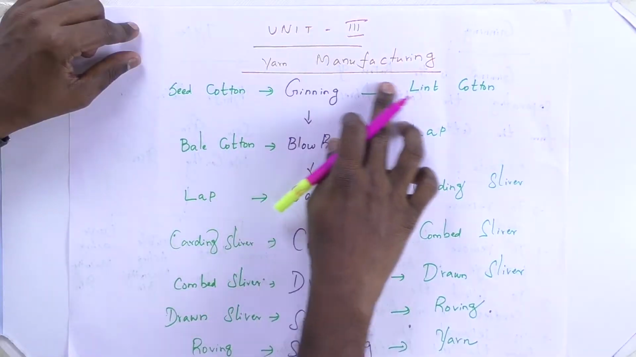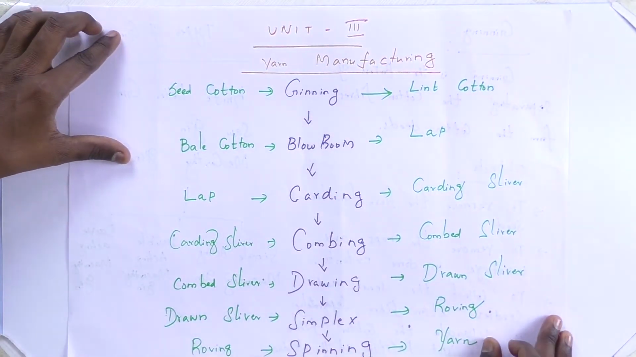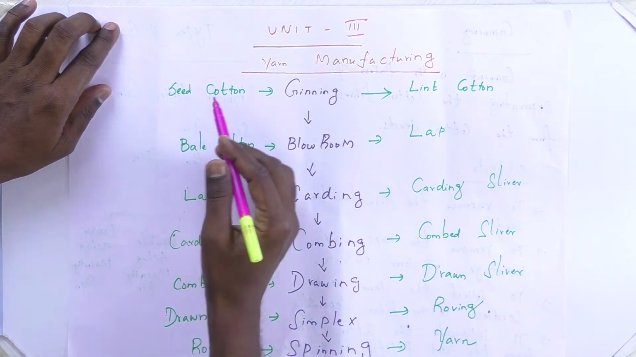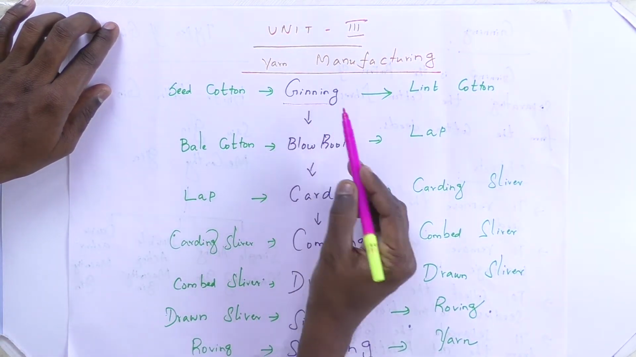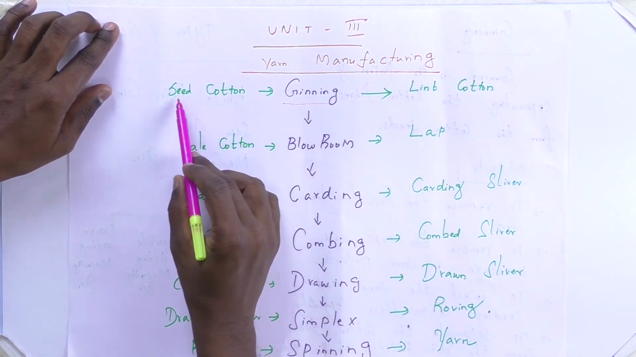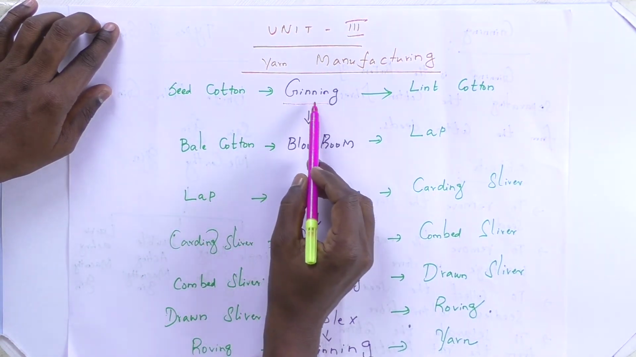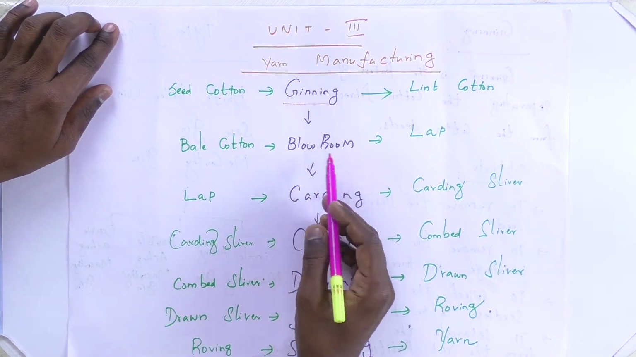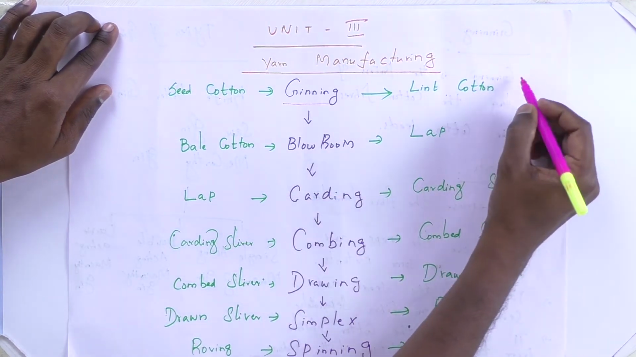So this diagram, this flowchart, explains the process sequence of yarn manufacturing and the input and output material of the intermediate products. In yarn manufacturing, the first process is called ginning. Here the input material is seed cotton. Ginning is a process which removes the seed and cotton separately.